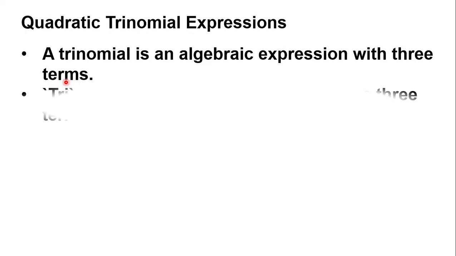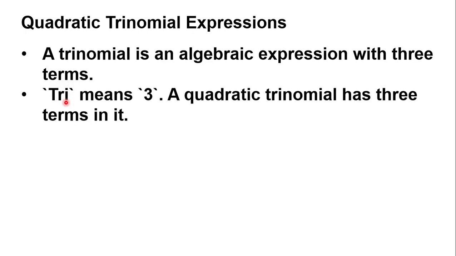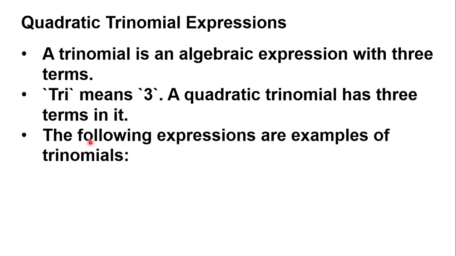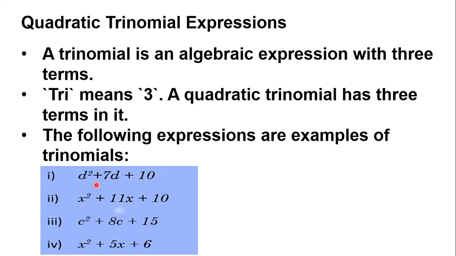Therefore, a quadratic trinomial has 3 terms in it. These are connected together by a plus or minus sign. So the following expressions are examples of trinomials. Each one of these is a trinomial.